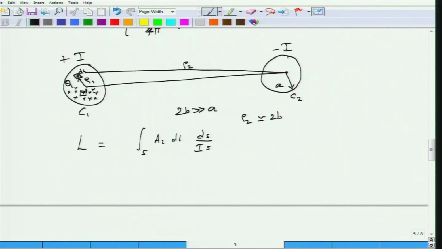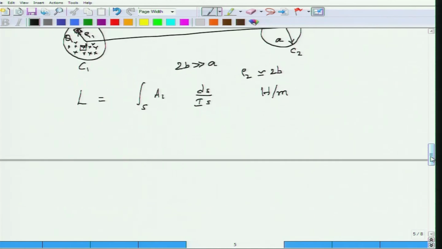So, as I said, I have removed the outer integral because that would be only integration along the z axis, and we are going to consider integration for 1 meter. Okay. So, if I do that and remove that integral, the dl will also go. So, I am only left with AL ds by is, and this inductance will be in Henry per meter.